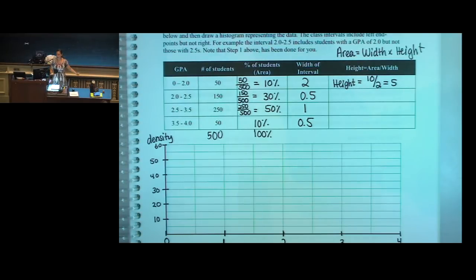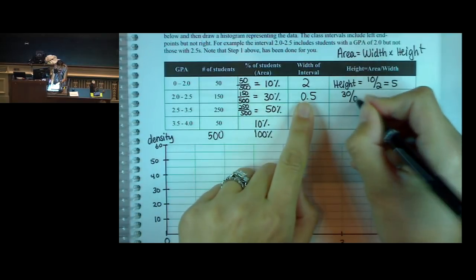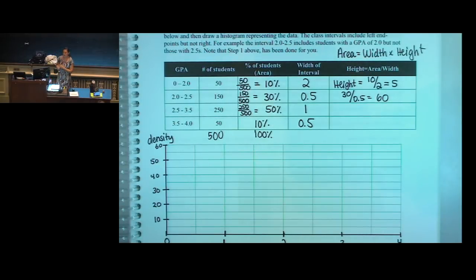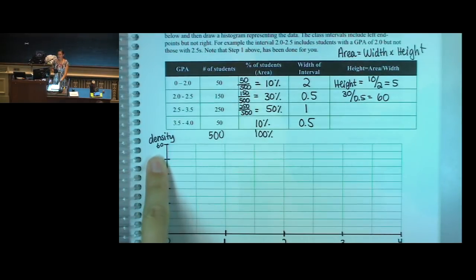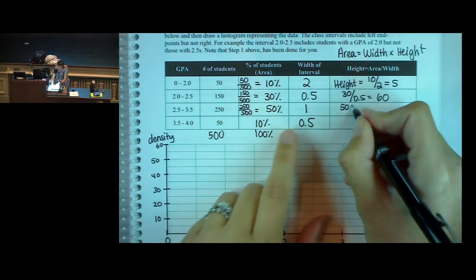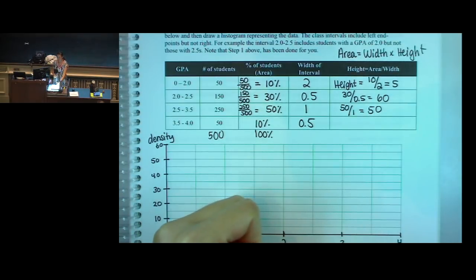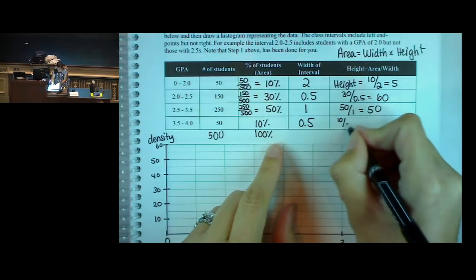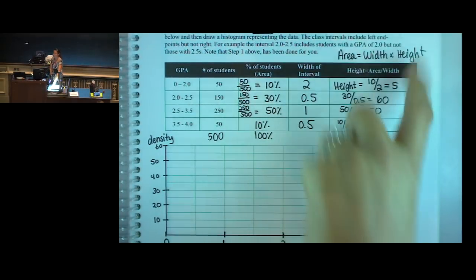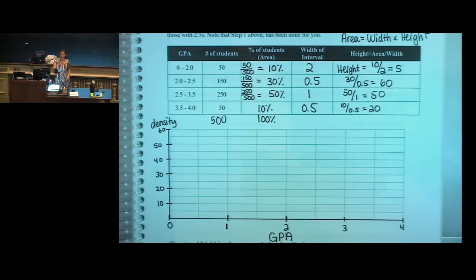All right, the next one, my area is 30, and my width is 0.5. So I get 60 as the height. That's the tallest height. Next one, I get 50. 50 is my area, divided by width 1. So that's 50. And then last one, I have 10 divided by 0.5, which is 20. So again, this last column just comes from rearranging that area formula. And now go ahead and draw your histogram.